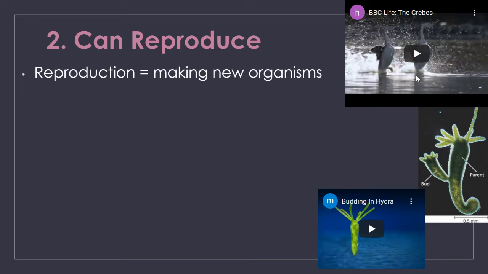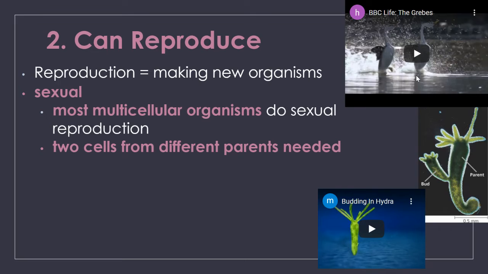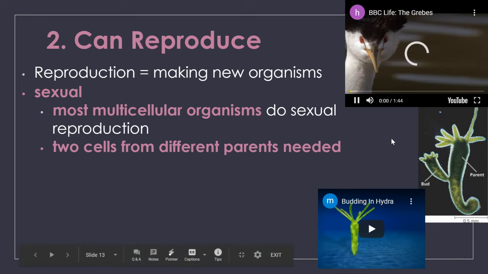All right, next up, all living things can reproduce. So they can make new organisms out of an existing organism. If it is sexual reproduction, which is what most multicellular organisms do, they actually are able to exchange genetic material, and you get offspring that are different from their original parents. And you need two cells, one coming from each parent, in order for sexual reproduction to happen. This is an example of sexual reproduction.